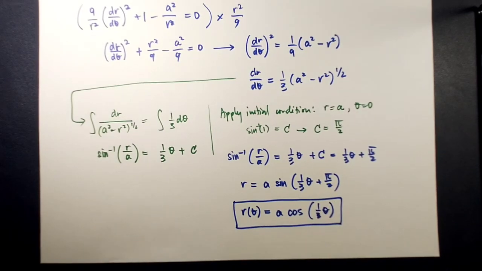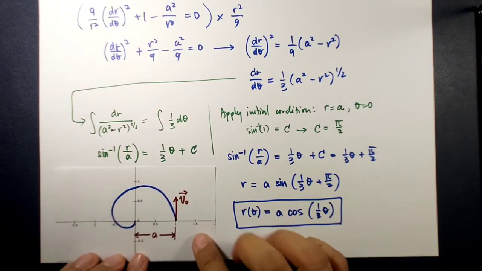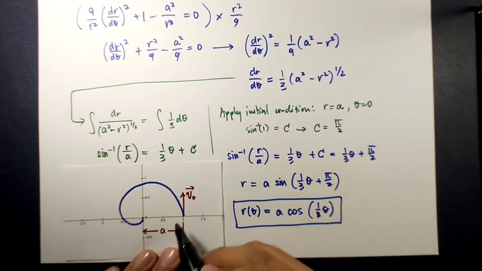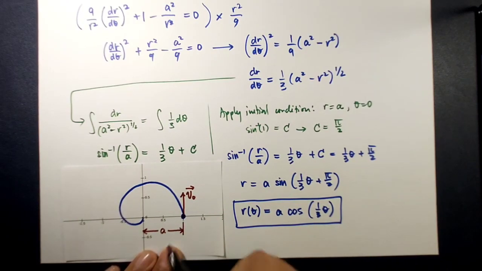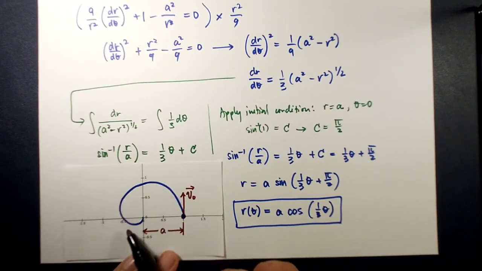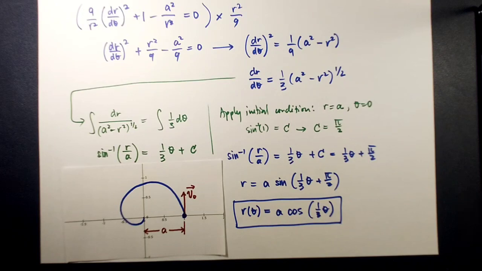And what does it look like? Okay, so this equation looks something like this. Initially the particle is here at A, so it's slowly moving in this direction.